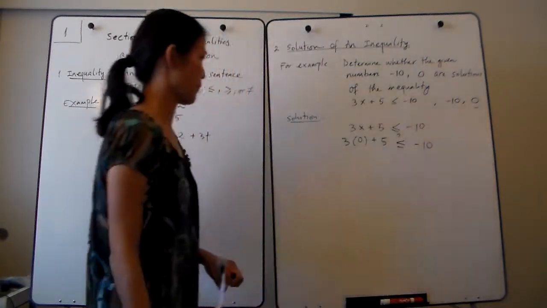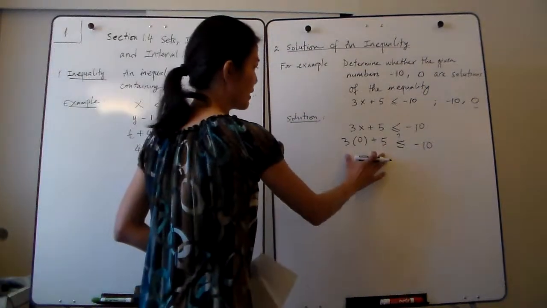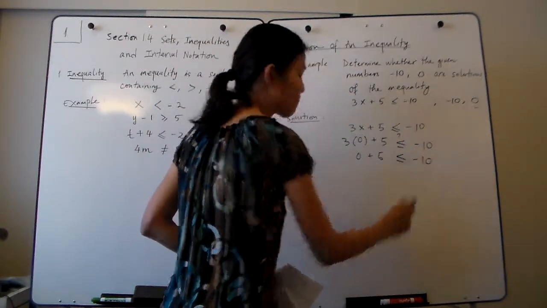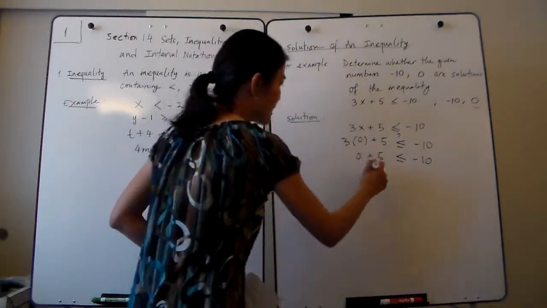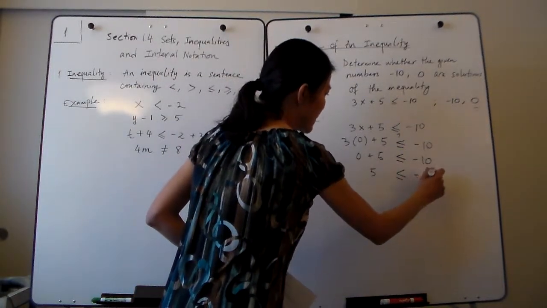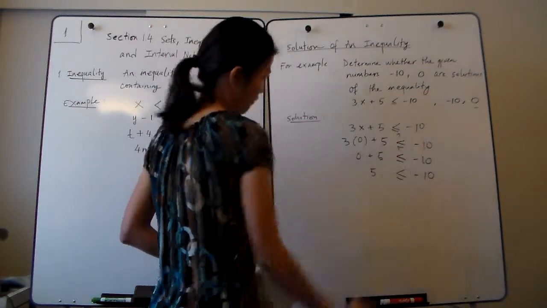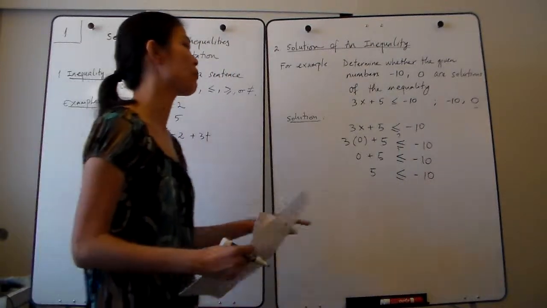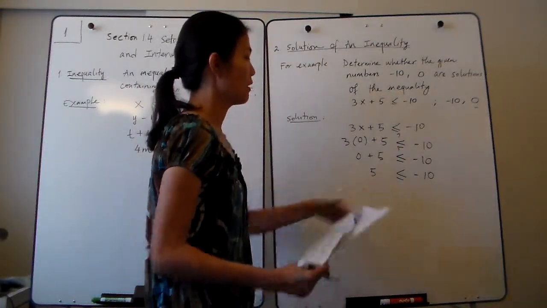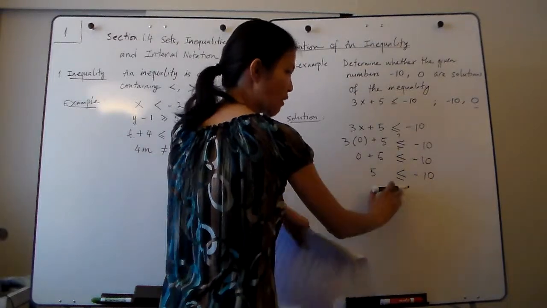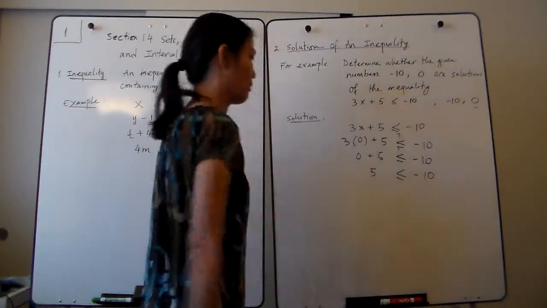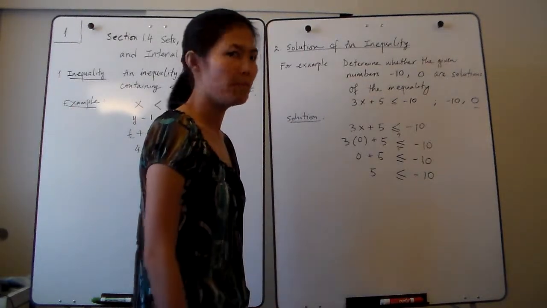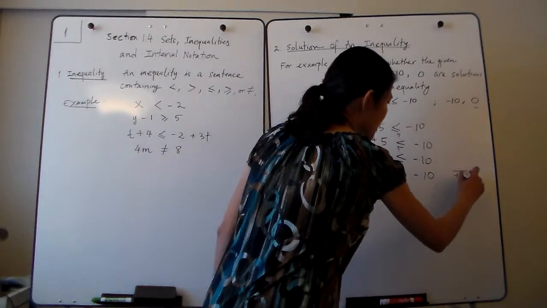Put a question mark if you want. Left-hand side, simplify. 3 times 0 is 0. 0 plus 5 less than or equal to negative 10. Okay? 0 plus 5 is 5 less than or equal to negative 10. Now, we're done with simplifying both the left-hand side and the right-hand side. Now, we try to make the comparison to see if the left-hand side is less than or equal to the right-hand side. Now, let's see. Is 5 less than or equal to negative 10? No. So we say false, right?